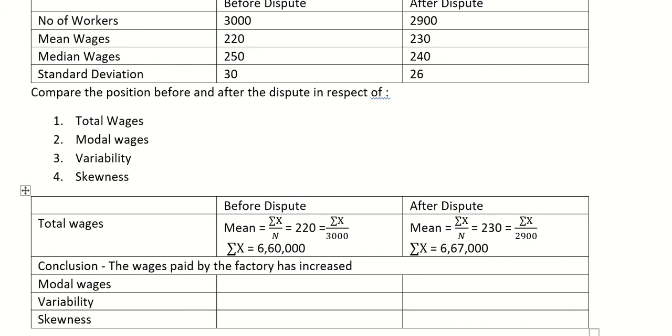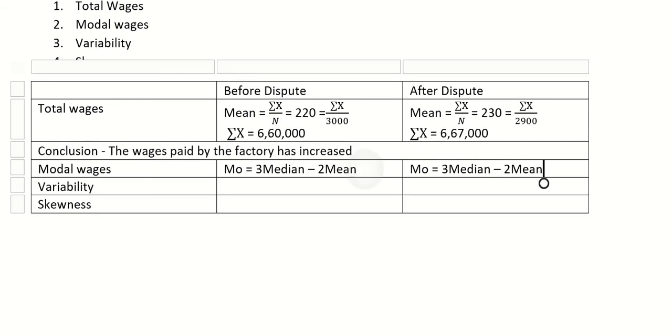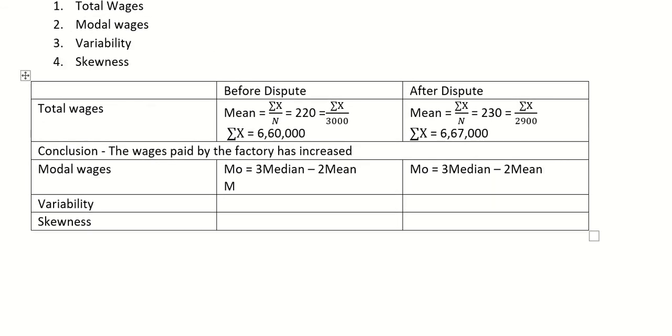Now, next thing we have to calculate is modal wages. Basically, we have to calculate the mode here. Now, how do we calculate mode? To calculate mode, the formula we would apply is Mo equals 3 median minus 2 mean, sorry, not mode, mean. So this is the formula we are going to apply to calculate modal wages. Let's apply this formula to calculate mode.